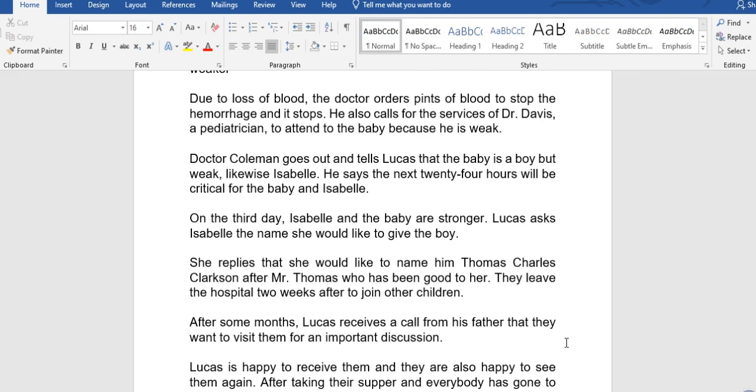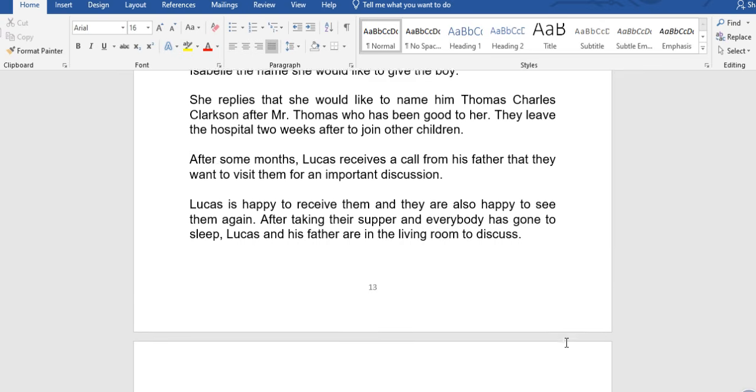Dr. Coleman goes out and tells Lucas that the baby is a boy, but weak. Likewise, Isabel. He says the next 24 hours will be critical for the baby and Isabel.